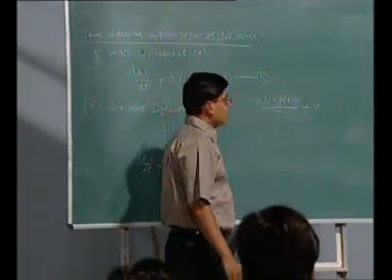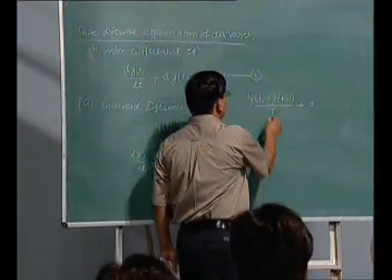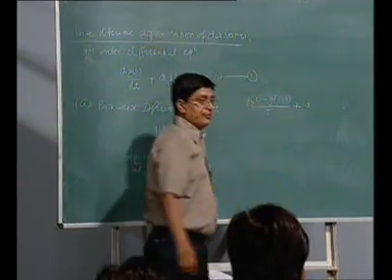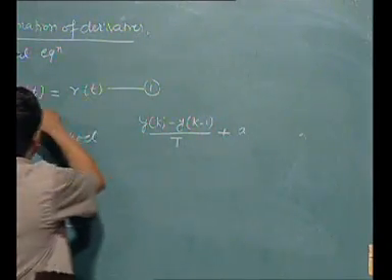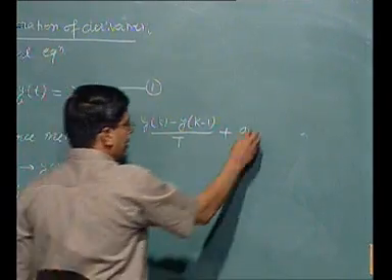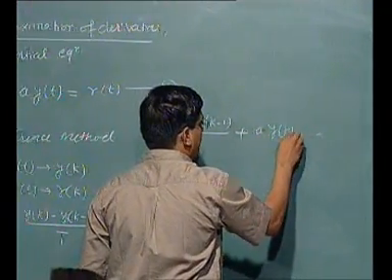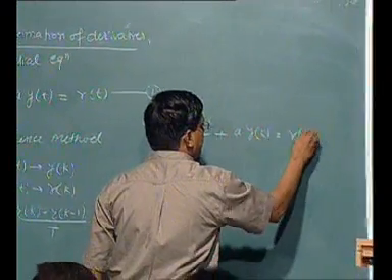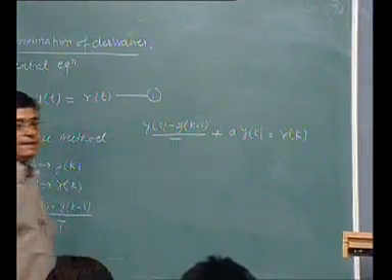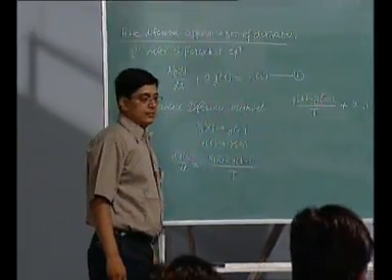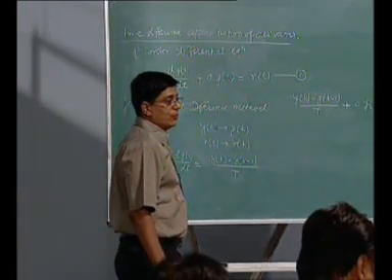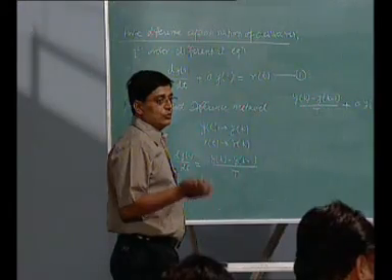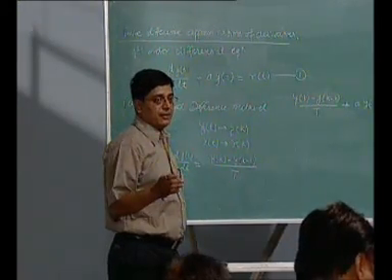Sir, what is capital T? Capital T is the sampling time. Sampling time. Yes. So a y(t) equals y(k) equals r(k). Is it clear? Yes. Now, our objective is to map S plane into Z plane.